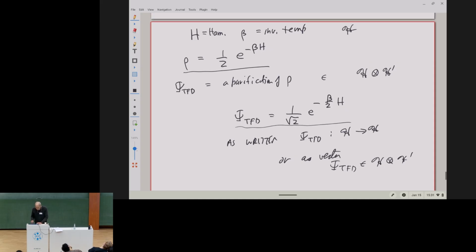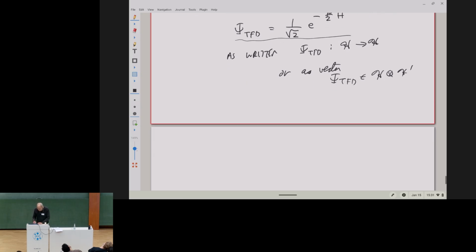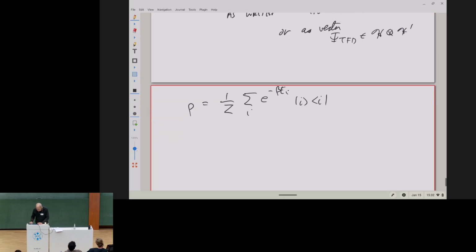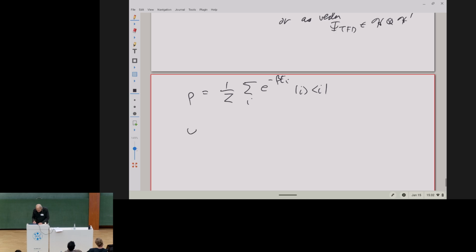And if we do, it's actually a purification of rho. People usually like to write this more explicitly. So rho would be 1 over Z times the sum over states, e to the minus beta E_i times |i><i|, and psi TFD would be 1 over the square root of Z times the sum over i of e to the minus beta E_i over 2 times |i>|i'>, where i' is the counterpart of i in what people usually call simply a second copy of H, although it's better, more canonically, the complex conjugate of H, as I keep telling you.